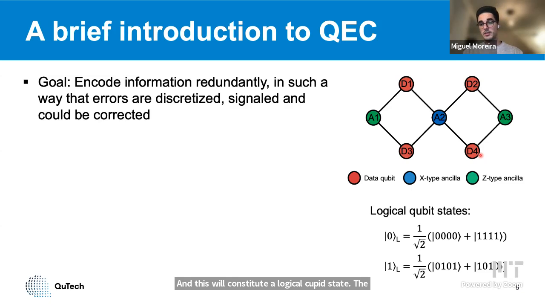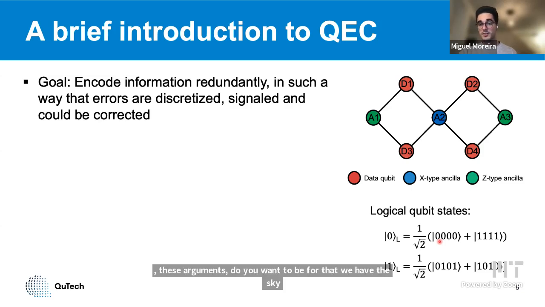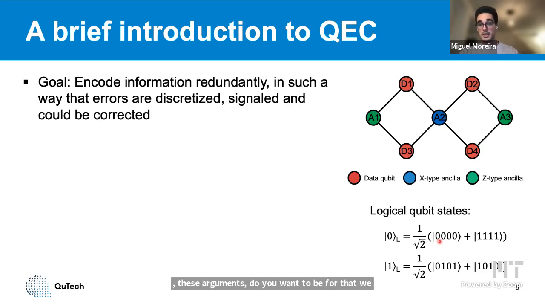You can see that due to the way in which these states have been chosen, no single qubit error on a physical qubit, again, these are qubits D1 to D4 that we have described here, could lead to a logical qubit error, which means, for example, transforming the logical 0 into the logical 1. That would constitute a logical error.